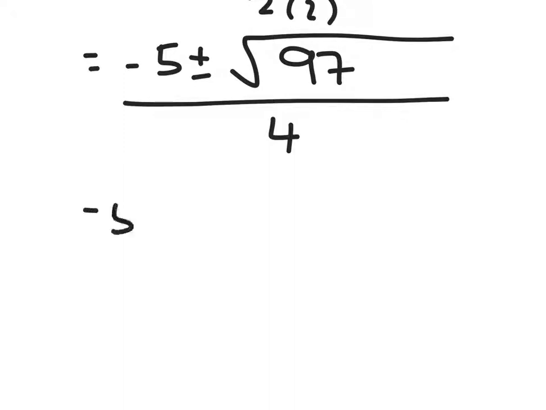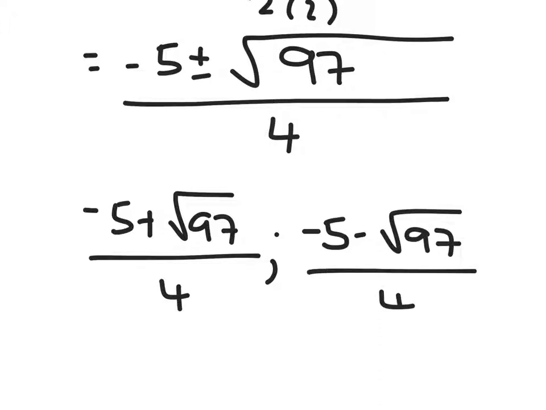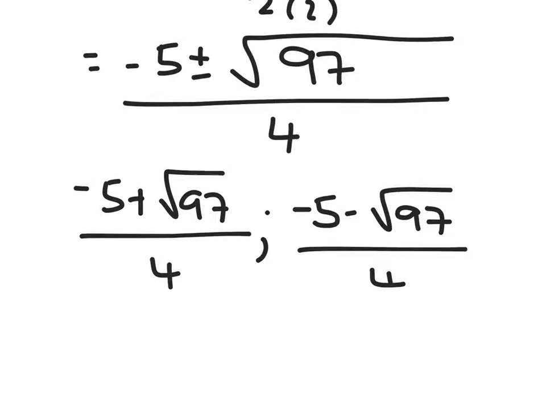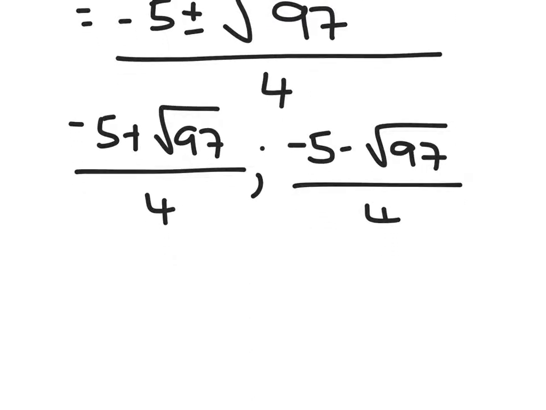We're going to get minus 5 plus the square root of 97 over 4. That's my first x-intercept. And minus 5 minus the square root of 97 over 4. That's my second. So now let's evaluate them really quickly by just putting them in our calculator. You have to put them in very carefully. So I'm going to do minus 5 plus square root of 97, and then hit equals, and then divide that by 4, and I get 1.21.